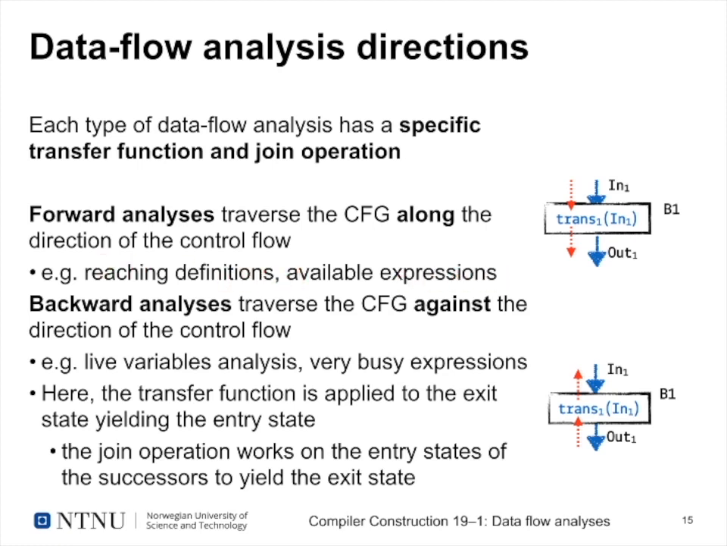And we can do it the other way around, so we can do backward analysis. We look from the output to the input and see what happens there. We traverse the control flow graph against the direction of control flow. This is used, for example, in live variables analysis or something we call very busy expressions analysis. Here we apply the transfer function to the exit state and yield the entry state of this block. The join operation now works on the entry states of the successors to yield the exit state. So it's just doing it the other way around, and depending on which analysis we're going to perform, we need one way or the other.